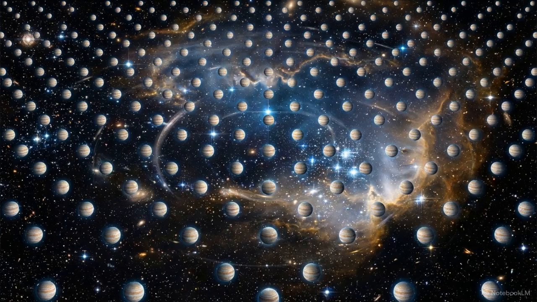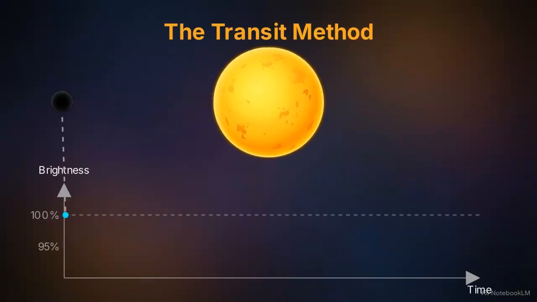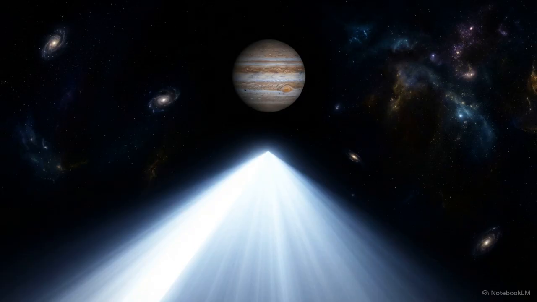Over the last few decades, astronomers have officially confirmed the existence of more than 6,100 planets outside our solar system. This animation shows how we found almost all of them, the transit method. We point a telescope at a star and wait for a dark circle, a planet, to cross in front of it, causing a tiny, measurable dip in the starlight. But that method has a severe limitation.